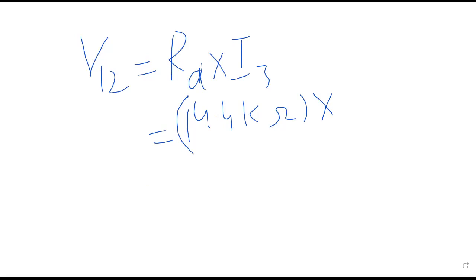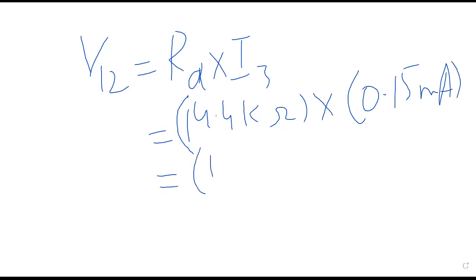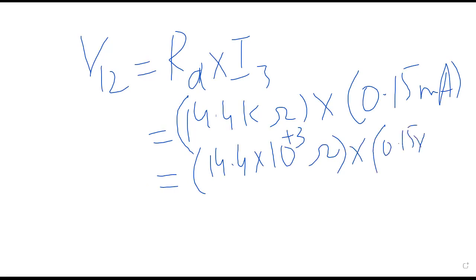Okay, so our value of I3 is 0.15 milliampere. And this must be 14.4 multiplied by 10 raised to positive 3 ampere, multiplied by 0.15 times 10 raised to negative 3 ampere. So this positive power will cancel this negative one. So this must be 14.4 multiplied by 0.15. So the value is 2.16 for this circuit.